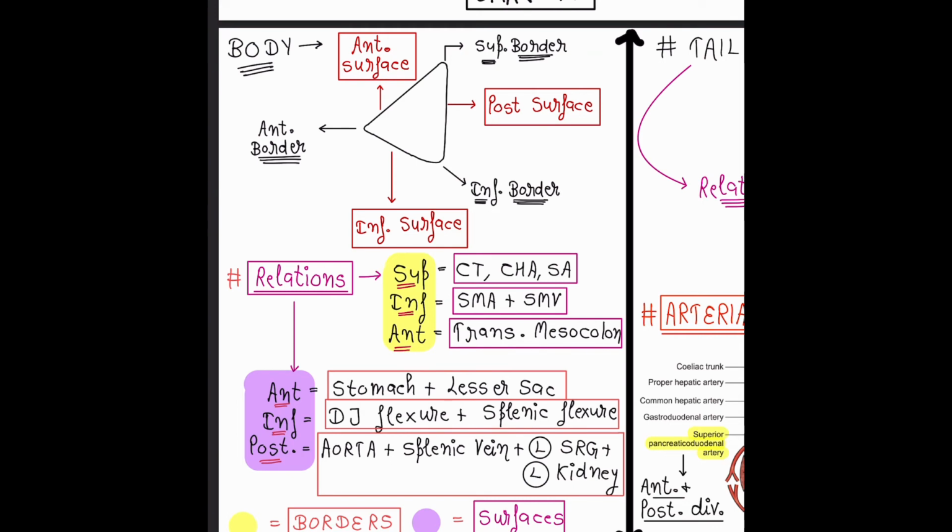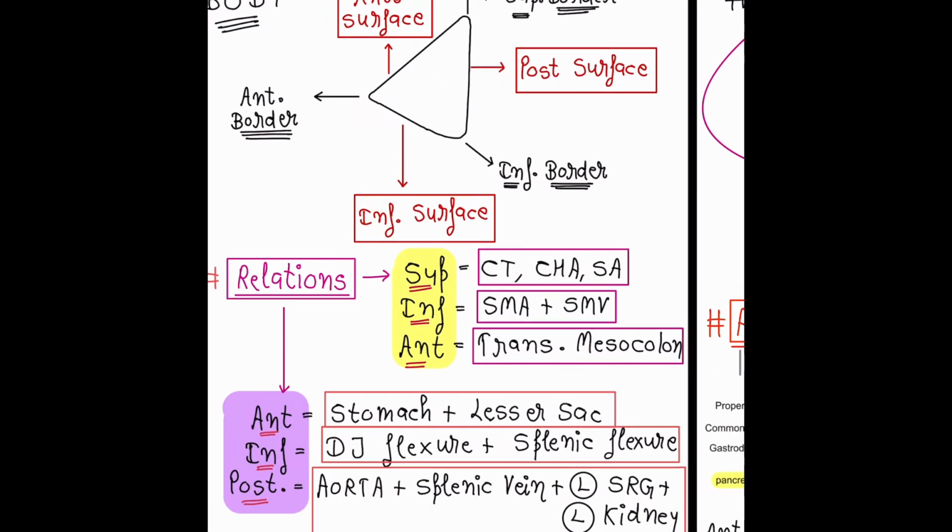We're talking about the borders first. We have these relations in the superior border. Coming on to the inferior border, of course, we'll have the superior mesenteric artery and the superior mesenteric vein. And lastly, talking of the anterior border, what will we have? The transverse mesocolon, right?